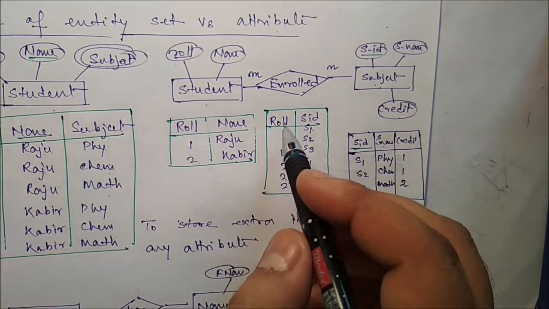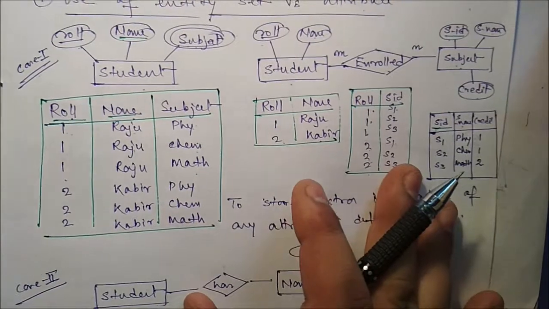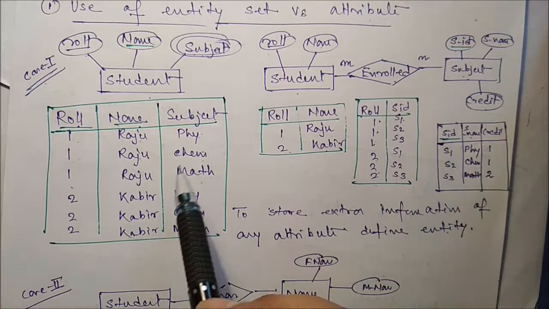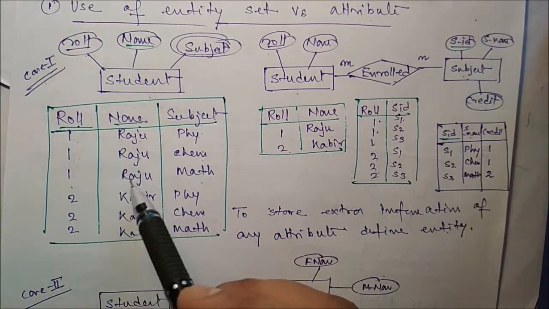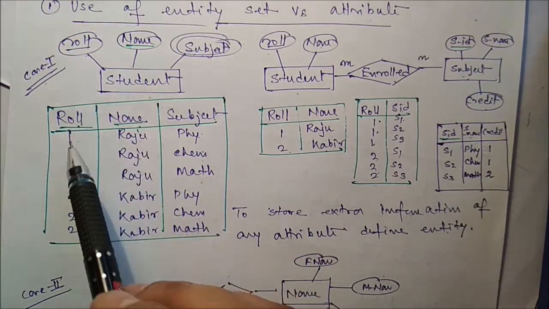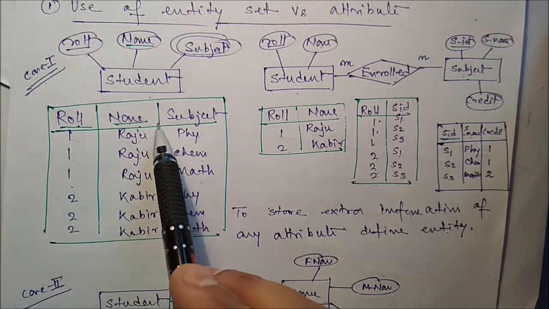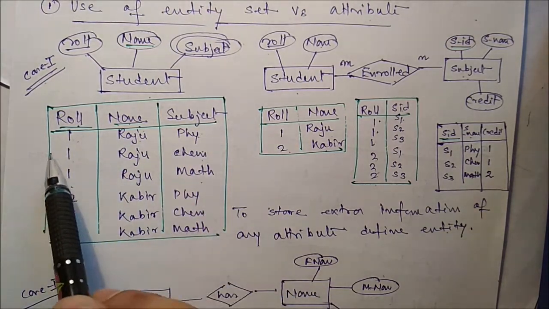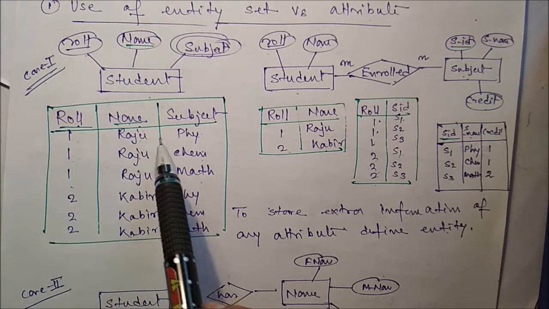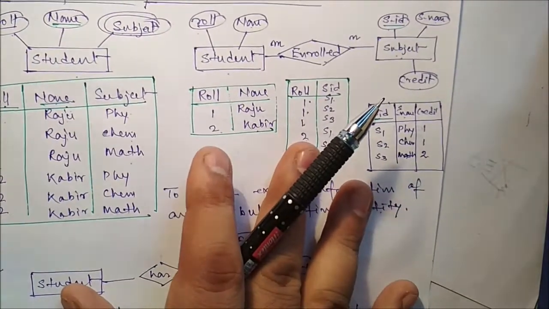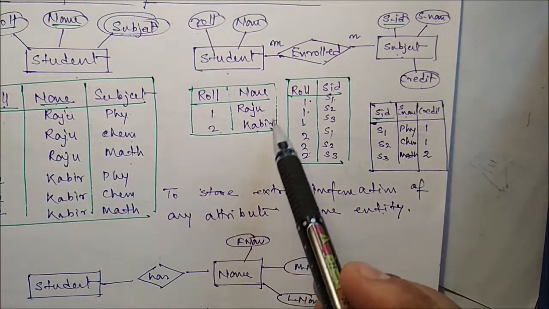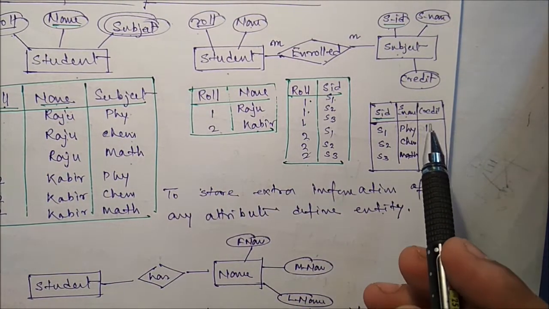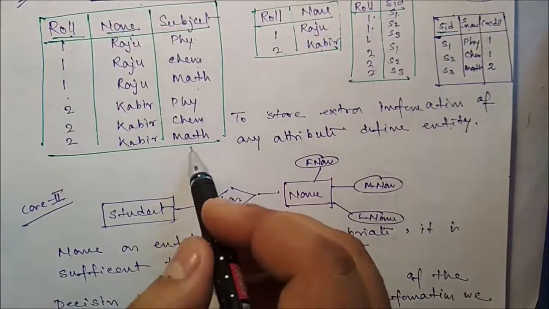So physics, chemistry, mathematics. Can you say which one is the better table? For me, I think this particular approach is better, because here there is repetition of information. Here we put the roll number and name. Suppose roll number, name, address, date of birth, all the information is there. Along with the subject, for each distinct subject we have to repeat the whole thing: roll number, name, address, date of birth and so on. But here we don't need to repeat things.